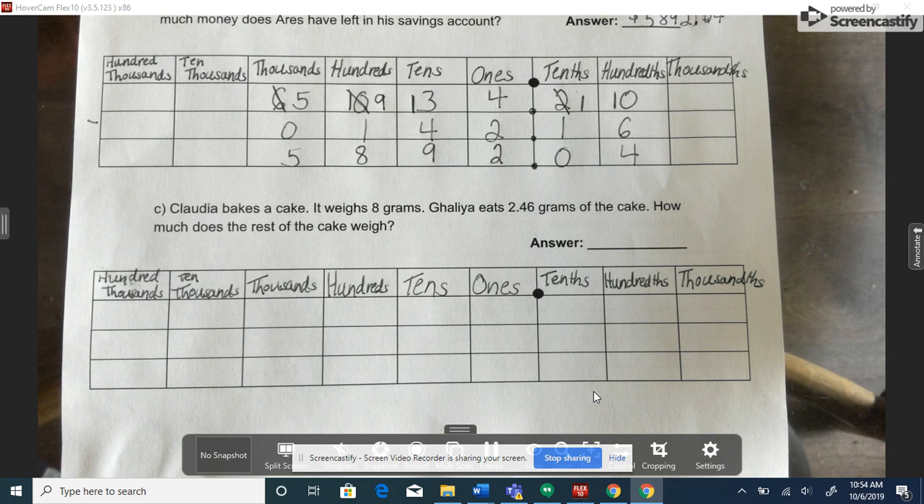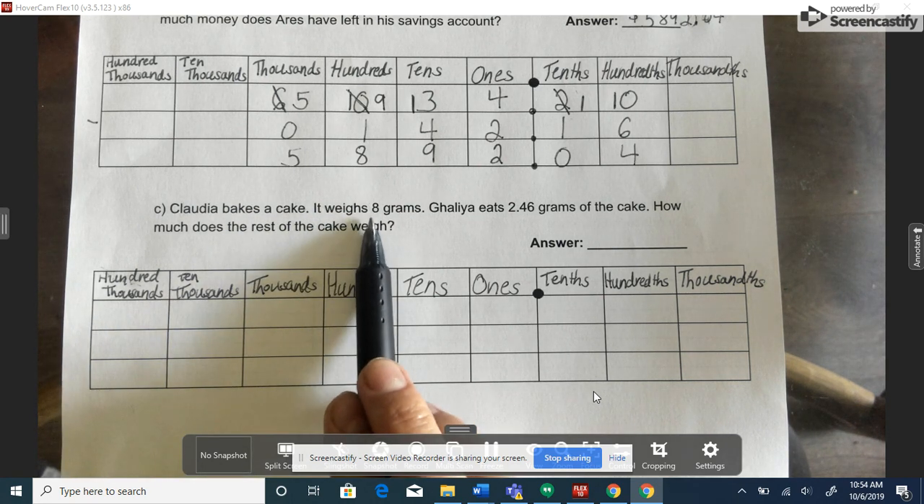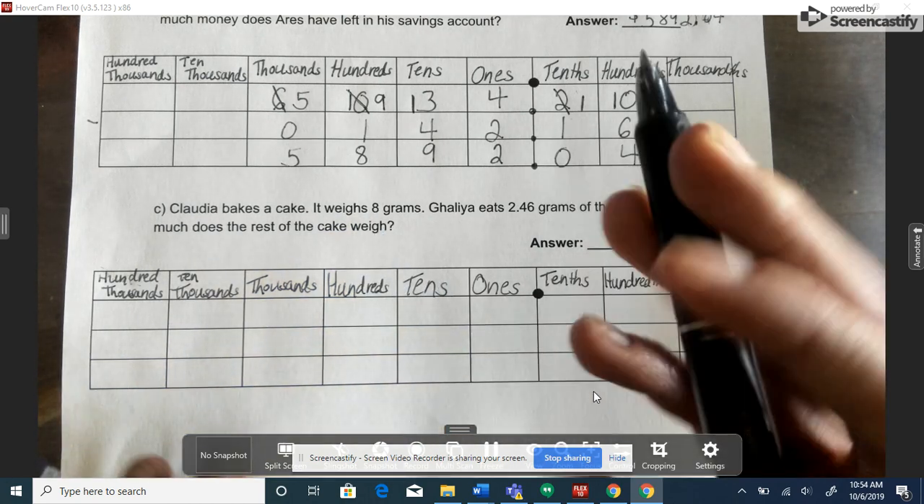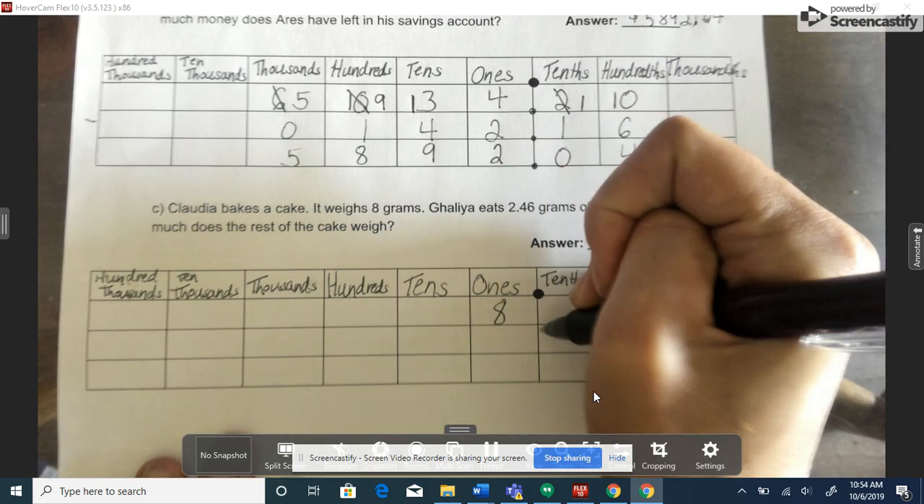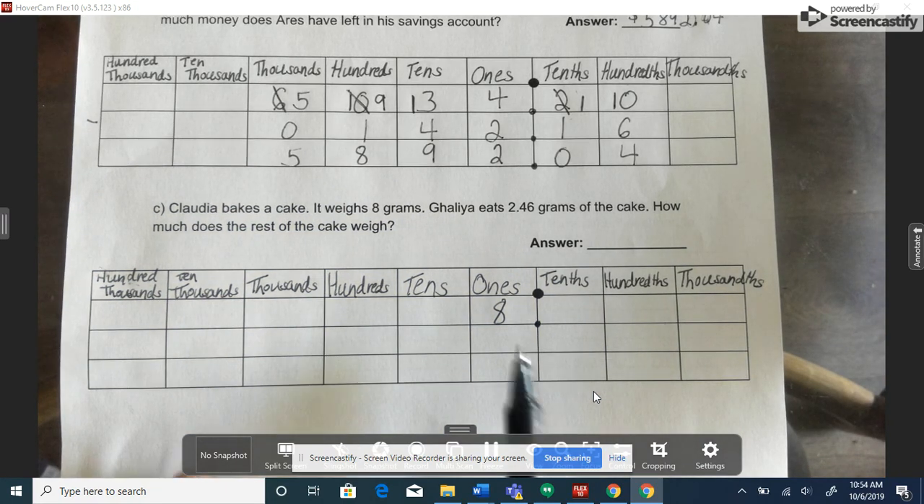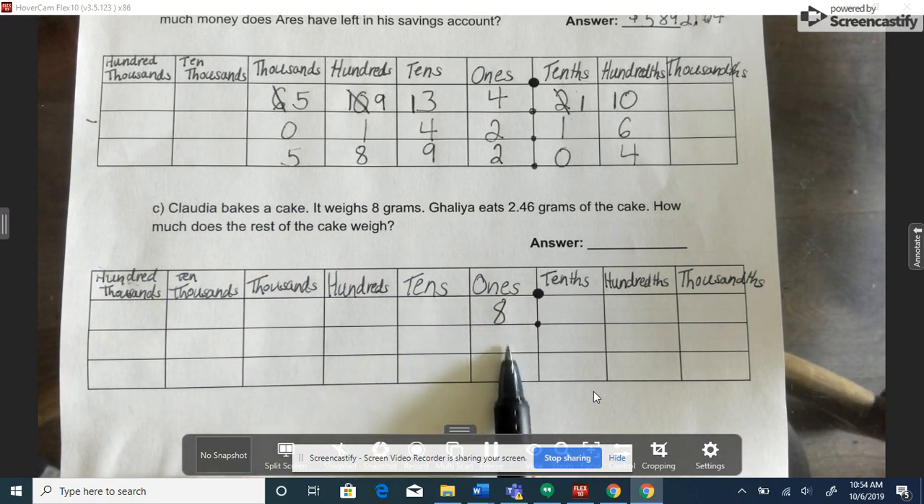Claudia bakes a cake. It weighs 8 grams. Galia eats 2.46 grams of the cake. How much does the rest of the cake weigh? So we know we're starting with 8 grams. We see that the 8 is in the ones place. So I'm going to put the 8 here in the ones place. And I'm just going to put the decimal point here just so that I remember to always line up my place values. Galia eats 2.46.